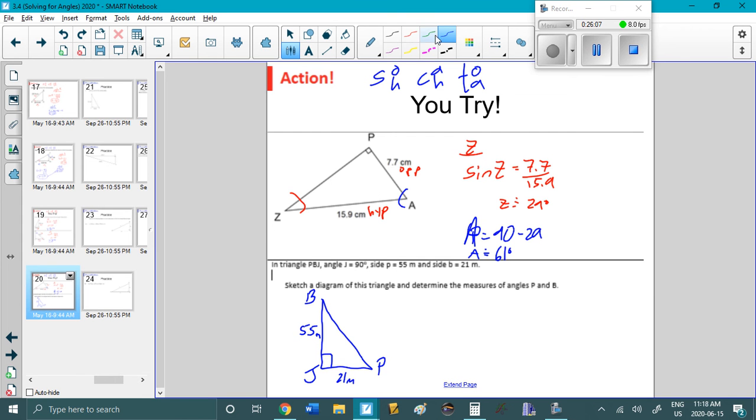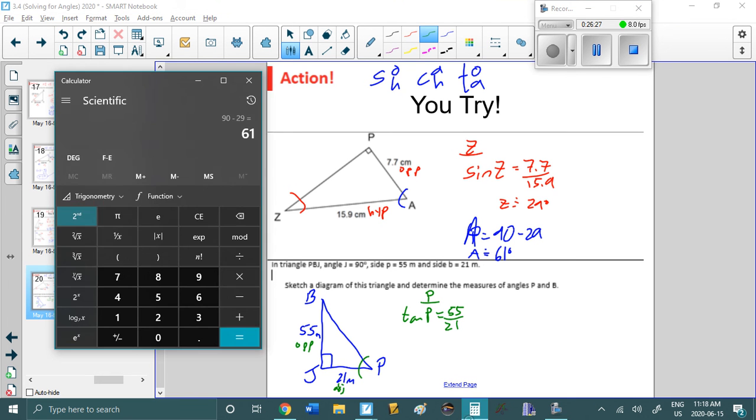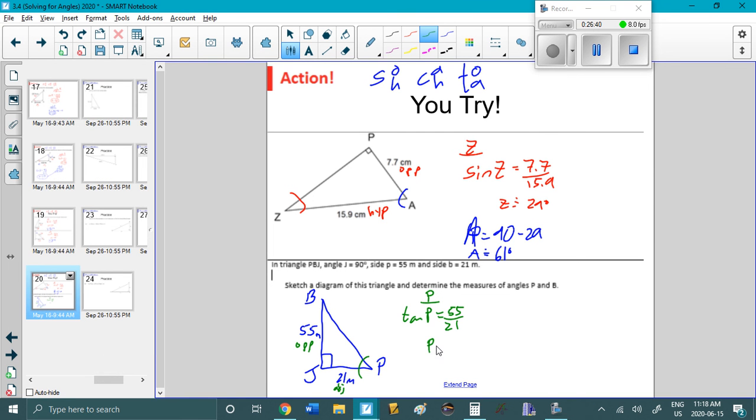All right, for the last one that I'm going to do with you, I've drawn the triangle here. Let's find angle P first. This is the opposite. This is the adjacent. If I'm dealing with O and A, or A and O, I'm dealing with tan. So tan P equals the opposite over the adjacent. I go to my calculator. 55 divided by 21. And then I do second tan, because I'm using tan, and I get that P is approximately 69 degrees.